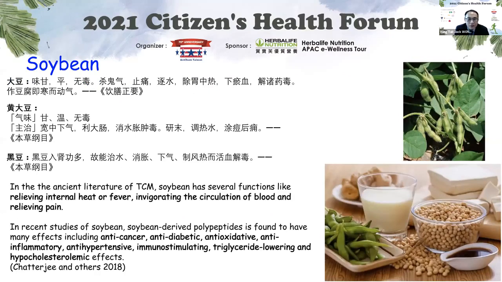In the Asian literature of traditional Chinese medicine, TCM, soybean has several functions like relieving internal heat or fever, invigorating the circulation of blood, and relieving pain. In recent studies, soybean-derived polypeptides are found to have many effects, including anti-cancer, anti-diabetic, anti-oxidative, anti-inflammatory, anti-hypertensive, immune-stimulating, and triglyceride-lowering effects.